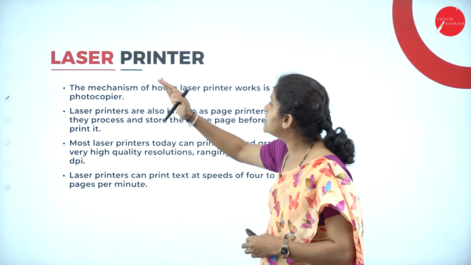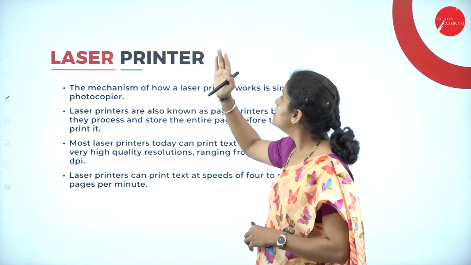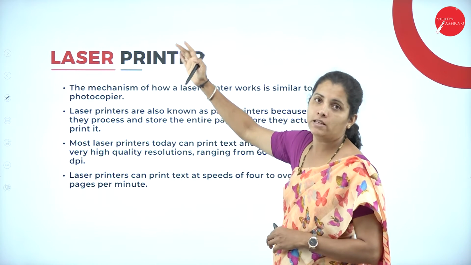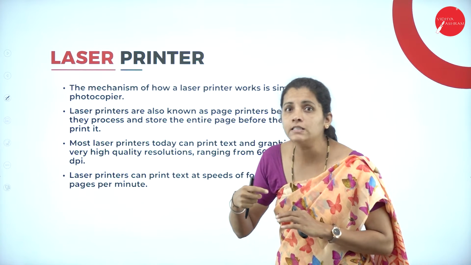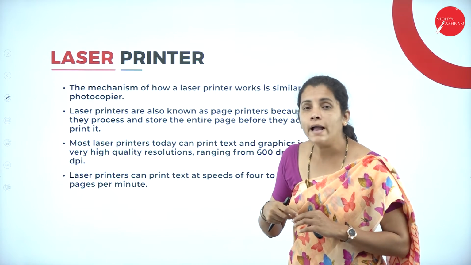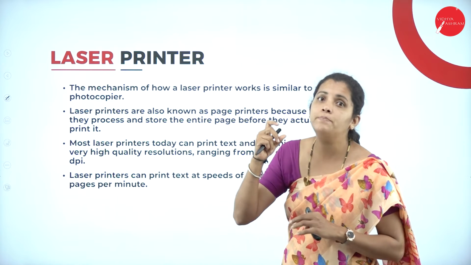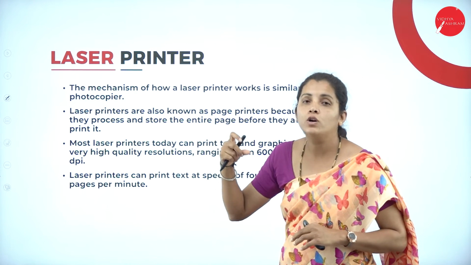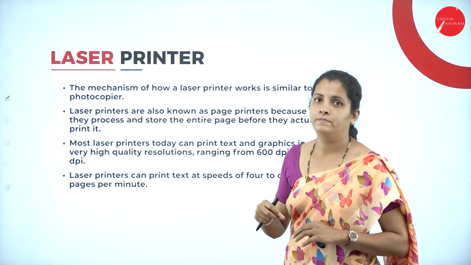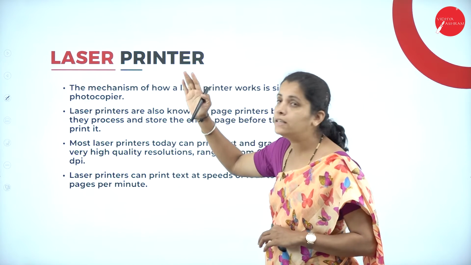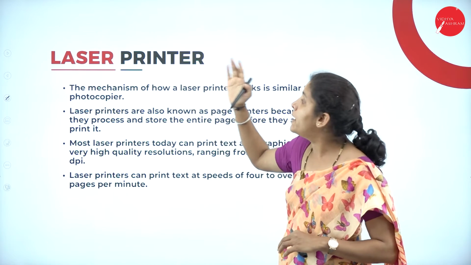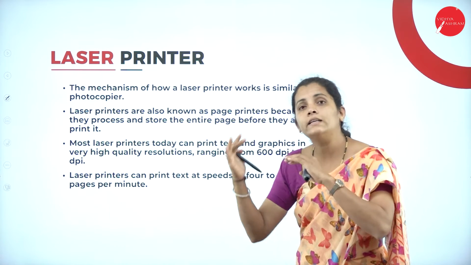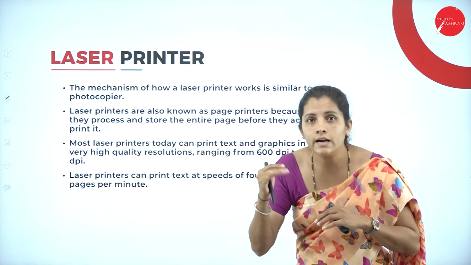Moving on to the next type of printer, that is laser printer. This is the example for non-impact printer. Here the characters are printed by directing laser beams at a mirror, and that is bounced onto the drum.